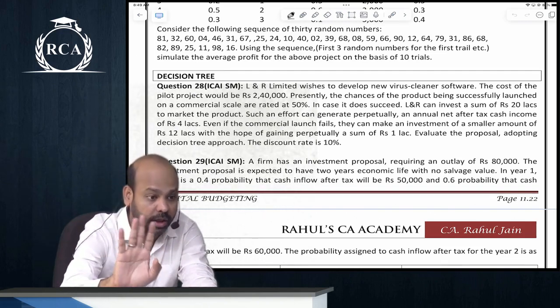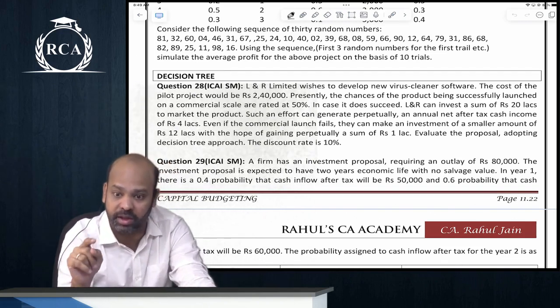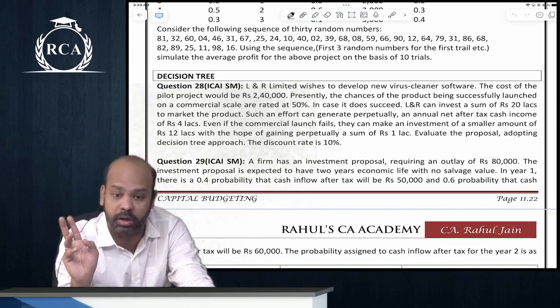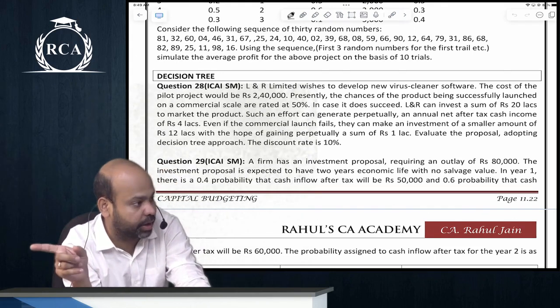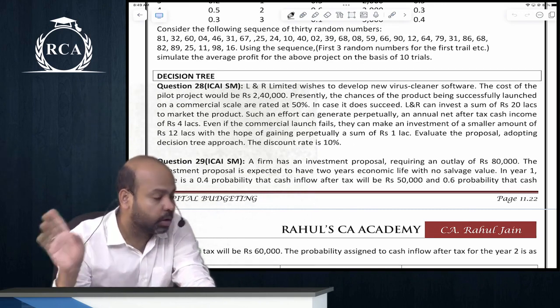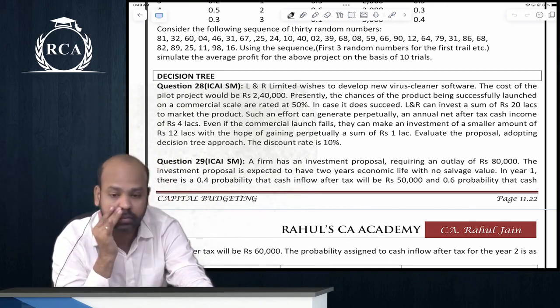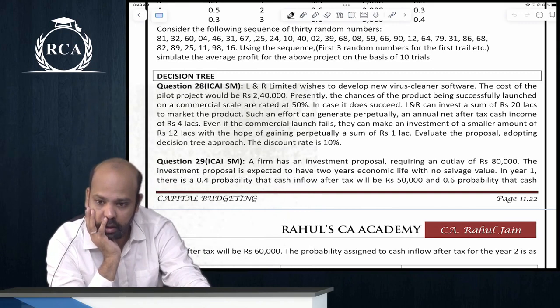Compulsory करना है बोल के कहीं नहीं दिया है बेटा. You will have to decide whether that 20 lakhs should be invested or not. It's a further decision. If the project fails, again there's a decision to be taken. Should you invest that 12 lakhs or not? समझ में आ रहा है?